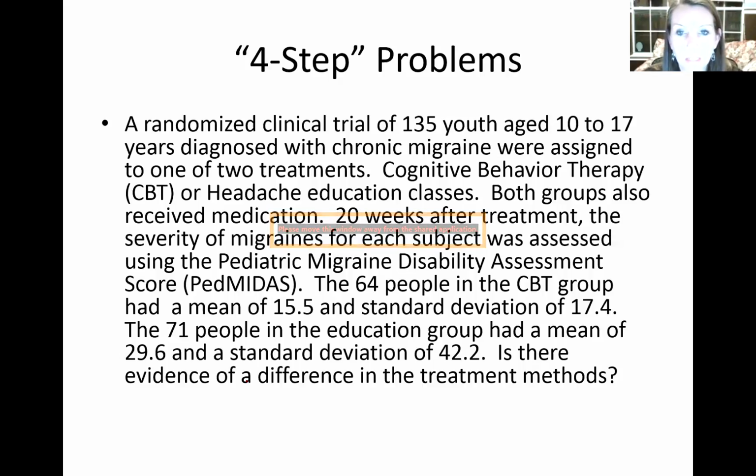So this one here, we're measuring these scores on the PEDMIDAS, so that's going to be quantitative. And we're comparing two different groups here, or two different treatments, basically, this cognitive behavior therapy one and the headache education. So we have two groups. And in this case, the two groups are independent because it's different people that were assigned to these different groups. So they took all 135 youth and they randomly assigned them to be in one of these two treatments. So that means we have the independent two sample T procedures that we're going to do for this one.